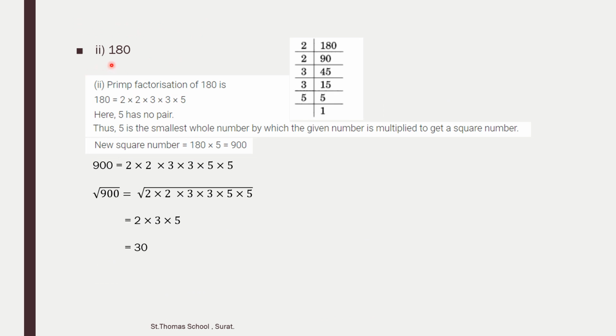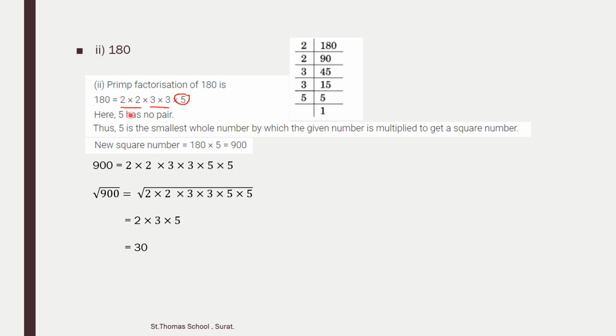Second one, 180. First you have to find the prime factors of 180. Divide by 2, that is 90. Again divide by 2, 45. Divide by 3, that is 15. Again divide by 3, that is 5. Divide by 5, that is 1. So the prime factorization of 180 is 2 multiplied by 2, 3 multiplied by 3 and 5. Now we have to check whether it is in pairs or not. So 2 two times, 3 two times, but you can see here 5 is only 1 time.